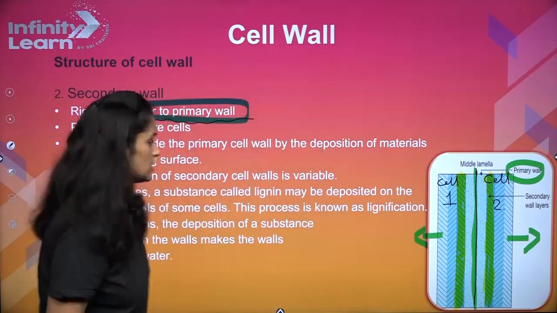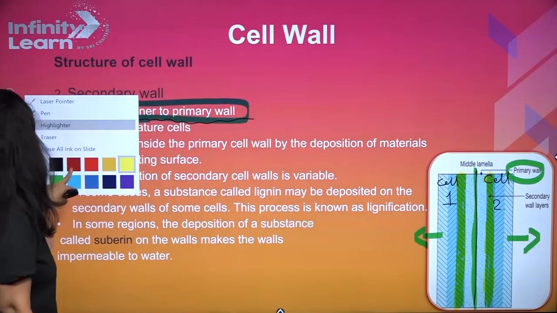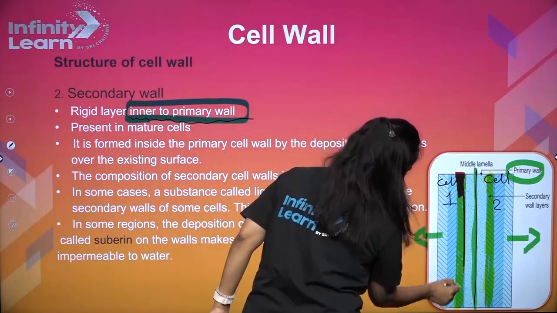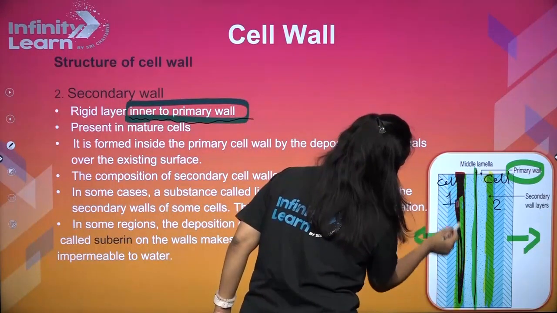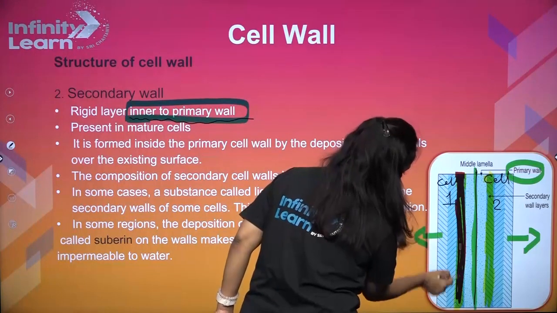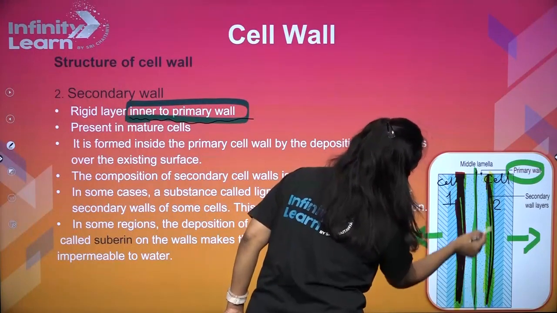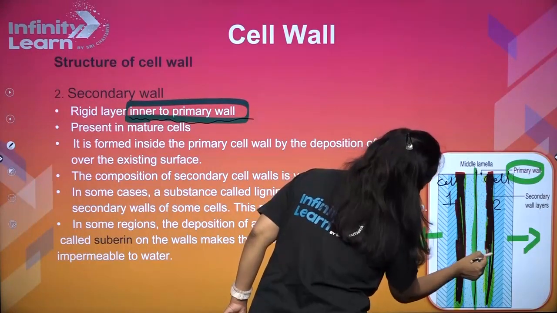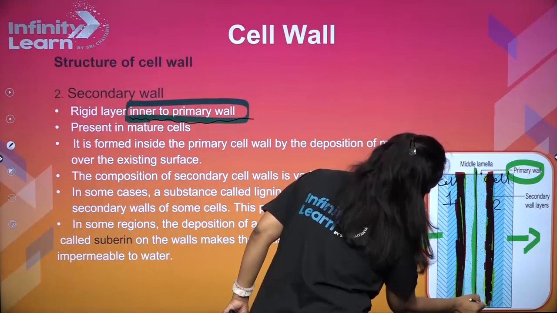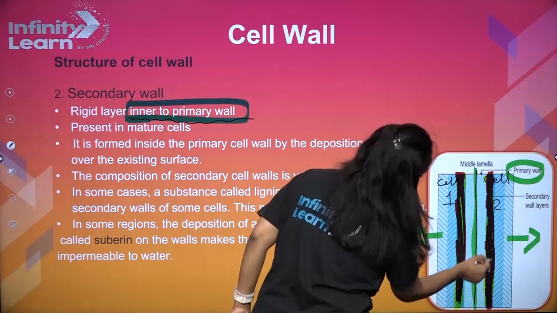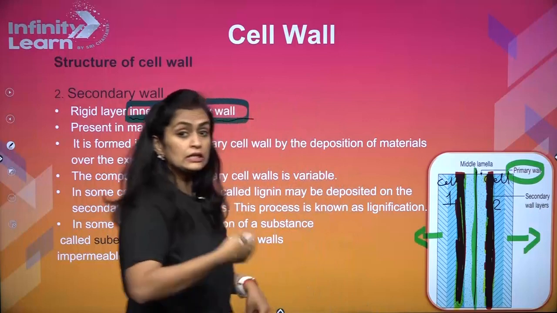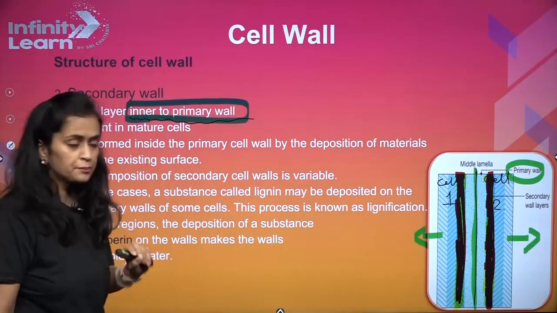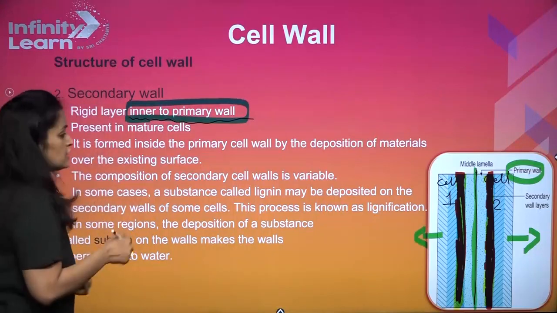Although both of them are looking green in color, this is the secondary cell wall. So the cell components are where? The cell components are present on the inner side. So the secondary cell wall is formed where? On the inner side of the primary cell wall. Clear? Alright.